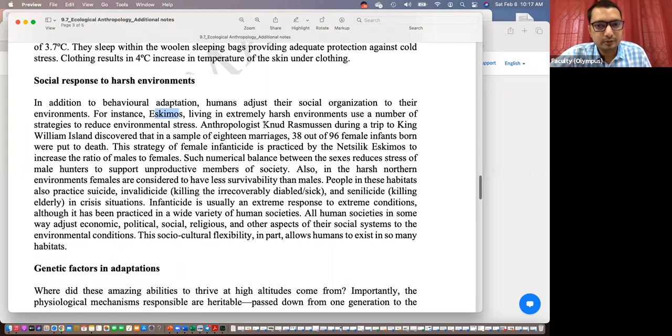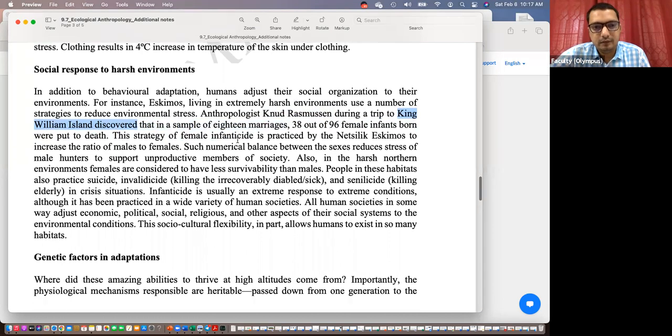As per the anthropologist Knud Rasmussen, a Norwegian name, he went to King William Island, the area where Eskimos normally live. He noticed several marriages, and in a sample of 18 marriages, there were 96 female infants, but 38 out of 96 female infants were killed. So more than 30% of the examples that he studied, female infants were actually killed.